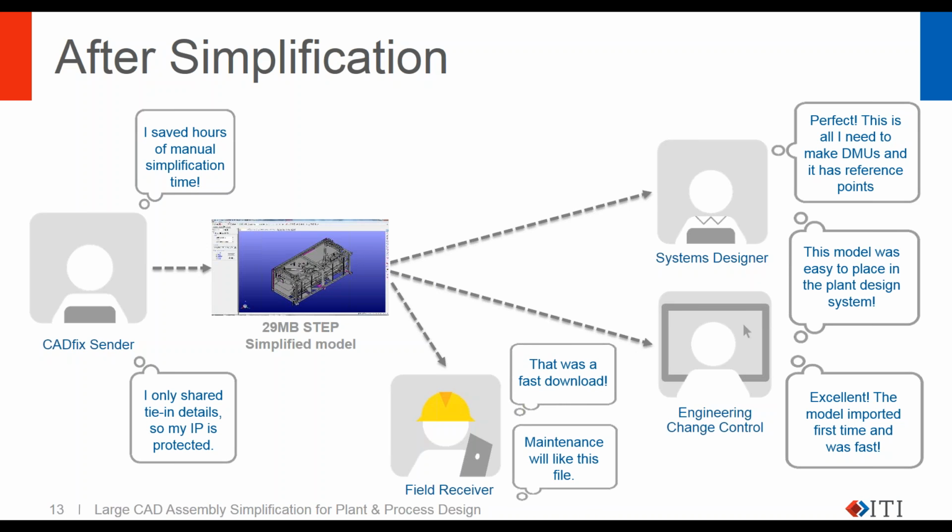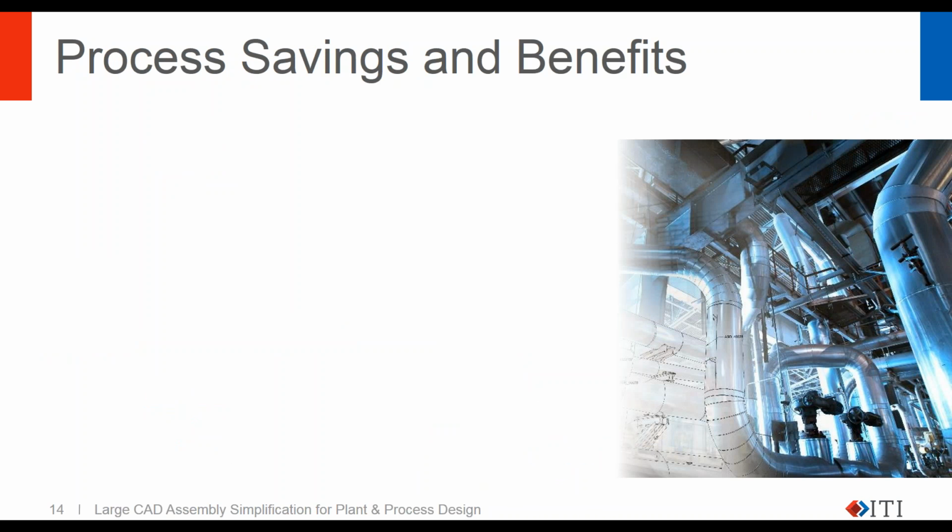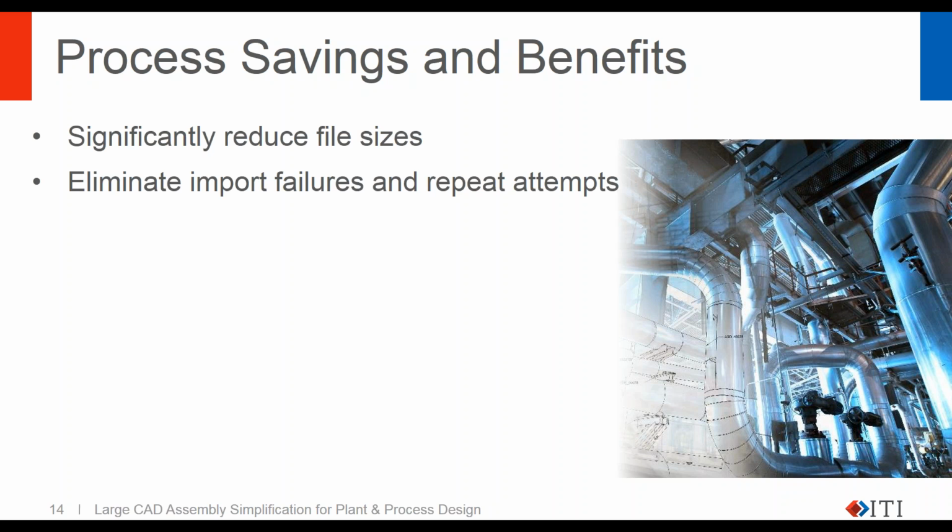file. So there's some of the things that you can realize through doing a data simplification. And in terms of the process savings and benefits, you simplify the model, you reduce the file size. And in a lot of the companies we've worked with, that's the magic ingredient. I just want the file size smaller, they say. So you can significantly reduce the file size by simplification. If you simplify it right, make the file more manageable, you can eliminate the input failures into your plant design system. And in doing so, you eliminate the repeated iterations at trying to get the file in different formats.